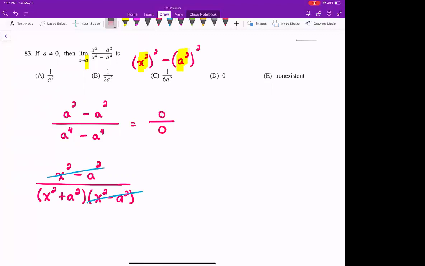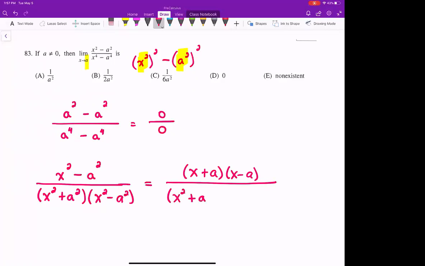If you had factored the numerator, then that would have been x plus a, x minus a. And then you can't do anything with x squared plus a squared. Sum of perfect squares is never factorable. And then the x squared minus a squared again would have been x plus a, x minus a. So either way, I'm still going to be getting rid of all those things. So that leaves me with 1 over x squared plus a squared.